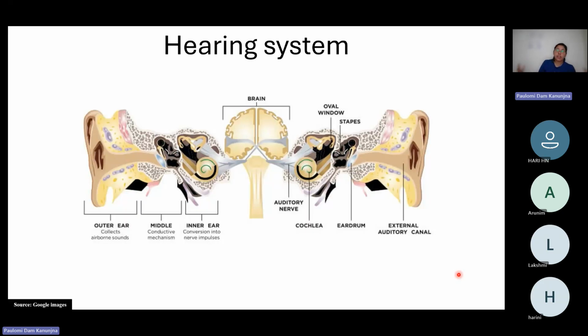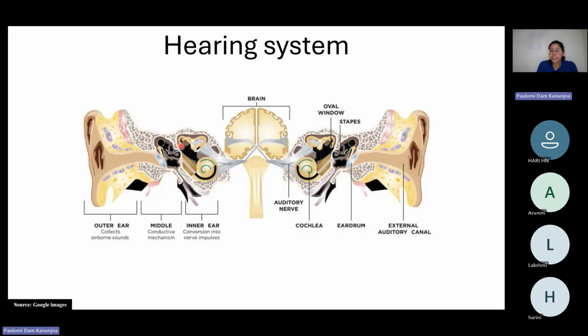Okay, so for your hearing system, I think everyone, even a kid, knows that the organ which is responsible is the ear. Now we also know about the general anatomy of the ear. We know the outer ear, the middle ear, the inner ear. The goal of this subject is to make you understand the functions of different parts. So your outer ear is basically which collects your sound.